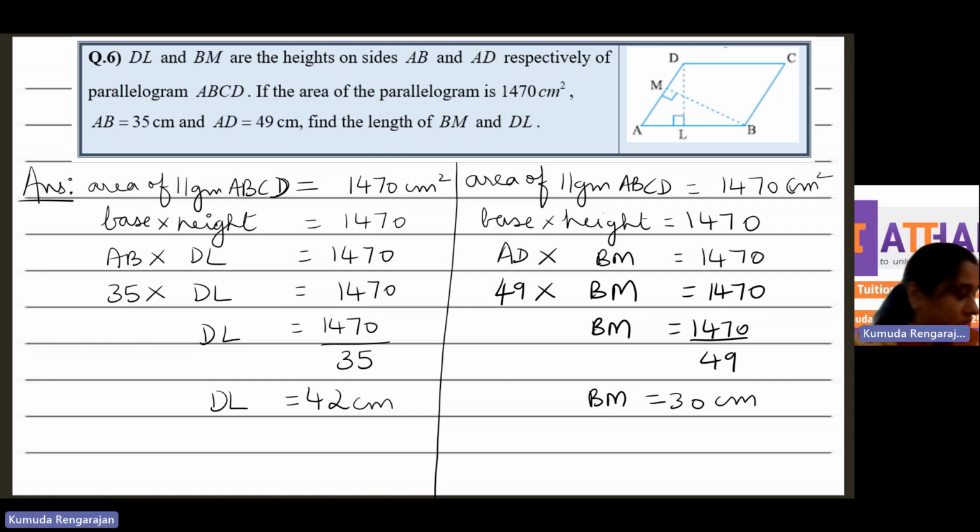The value of PL and PM is 42 centimeter and 30 centimeter respectively.